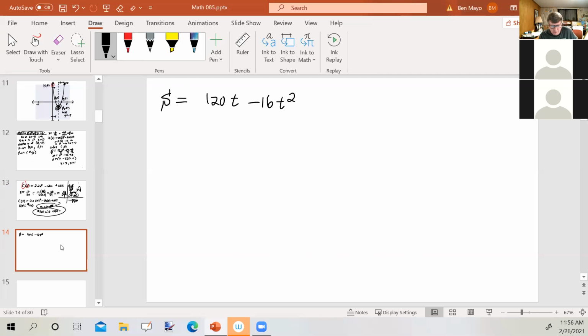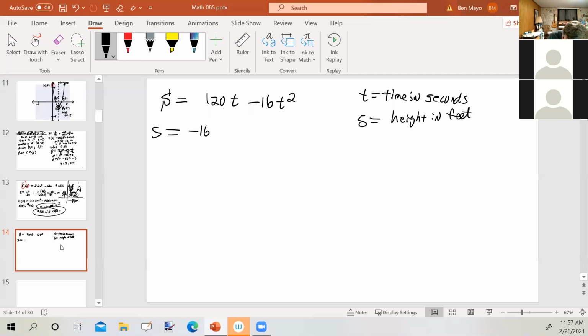Okay, so t is time in seconds. S is height in feet. Okay, first thing I'm going to do, I'm going to take this function and rewrite it, putting it in descending powers of the variable form.